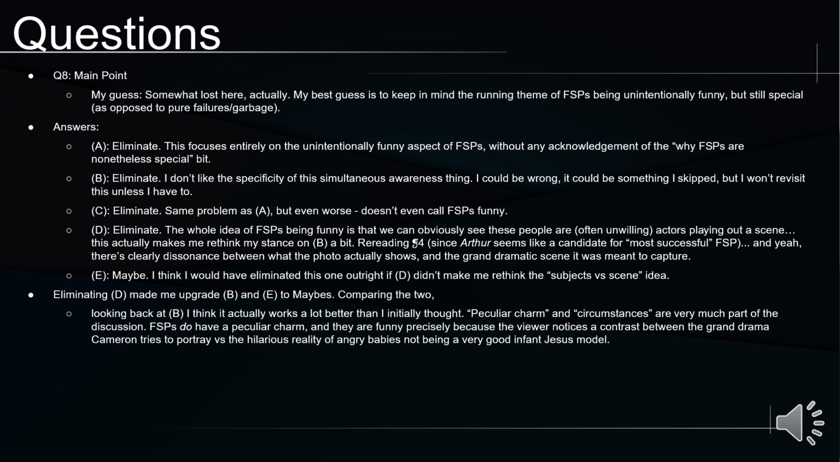FSPs do have a peculiar charm, and they are funny precisely because the viewer notices the contrast between the grand drama Cameron tries to portray versus the hilarious reality of angry babies not being a very good infant Jesus model. And this is all from paragraph 2. So there is a contrast there, and maybe this actually relates to realism later on.